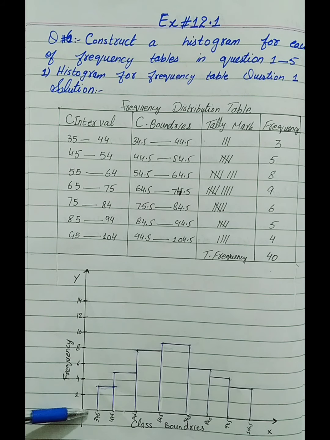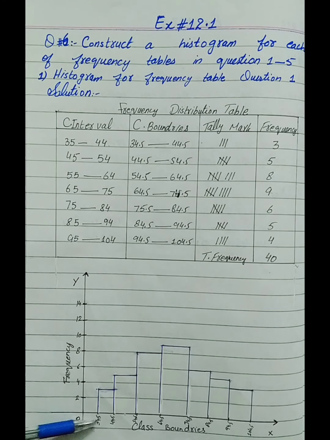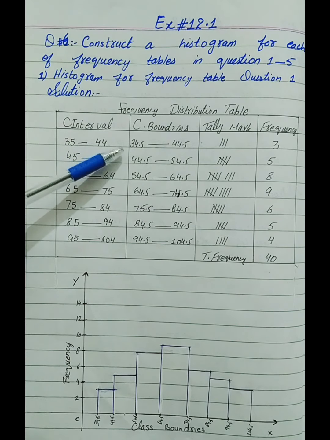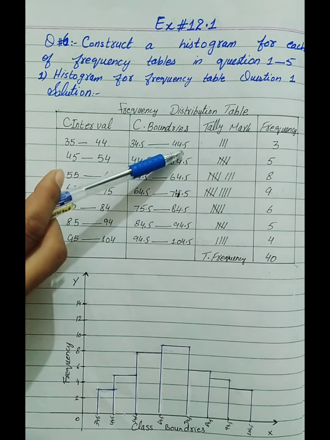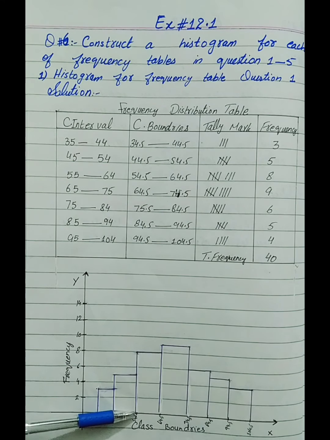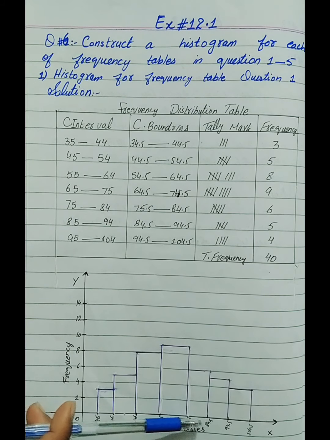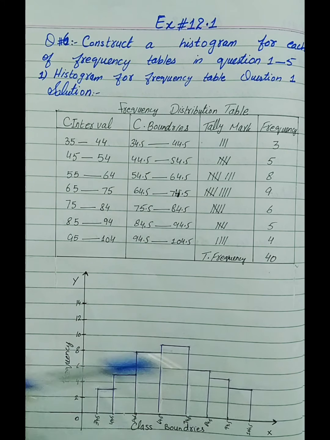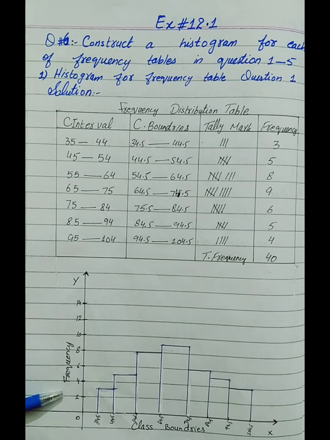For constructing a histogram, firstly we draw a x-axis and y-axis. Mark class boundaries along x-axis and frequency along y-axis. So class boundaries are 34.5, 44.5 and then 54.5, 64.5, 74.5, 84.5, 94.5 and 104.5. We make frequency in the sequence by the difference of 2. So start from 0, 2, 4, 6, 8, 10, 12 and 14.